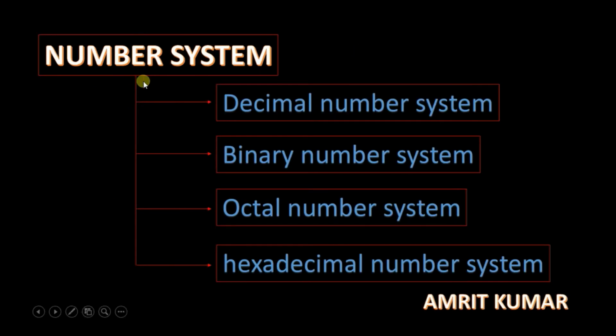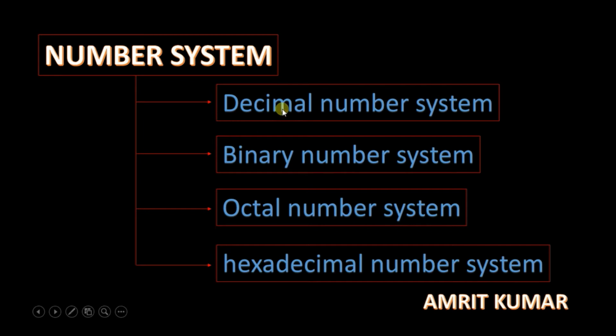Before studying the conversion of hexadecimal into a binary number, let's revise the topic, that is the number system and what we have learned so far. We have categorized the number system into four parts: decimal number system, binary number system, octal number system and hexadecimal number system. The base of the decimal number system is 10, the base of binary is 2, the base of octal is 8 and the base of hexadecimal is 16.